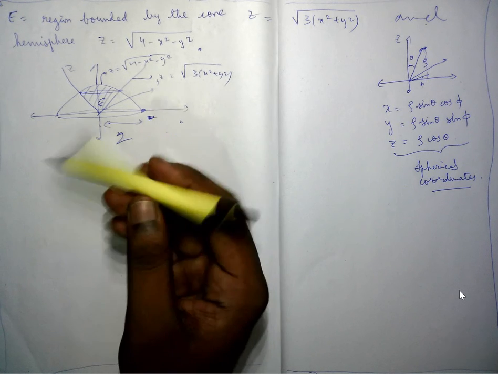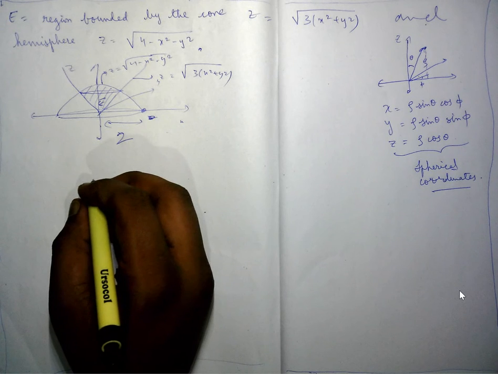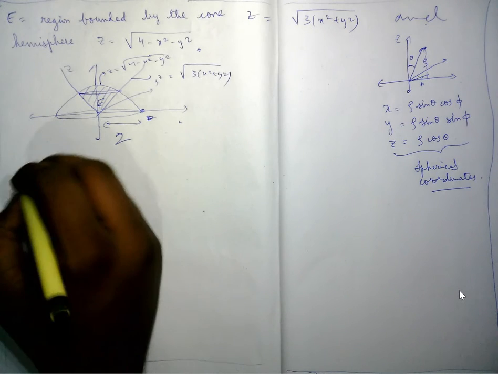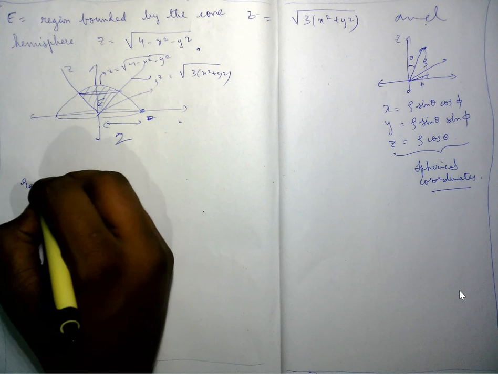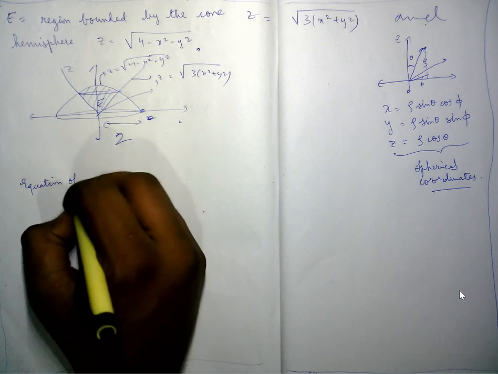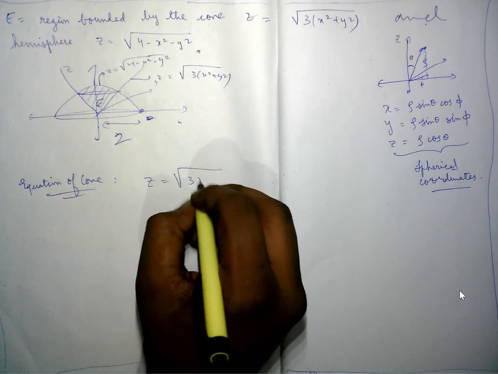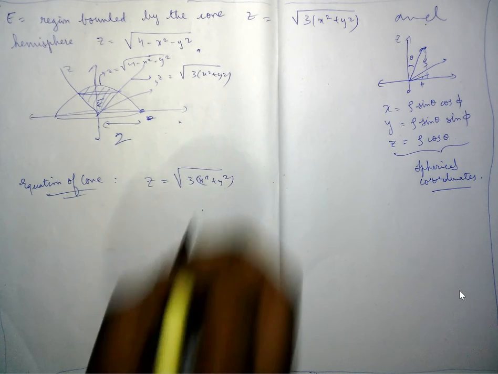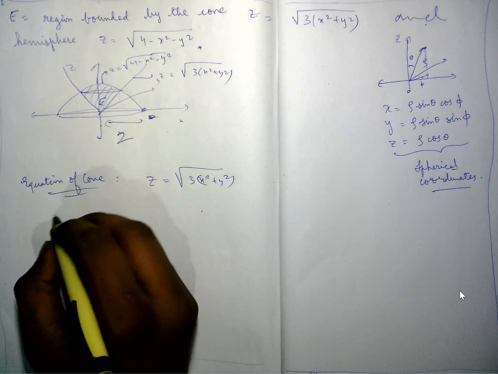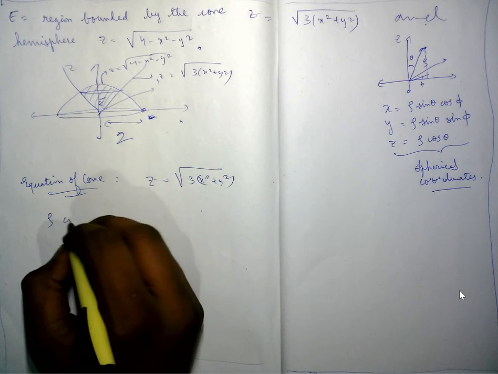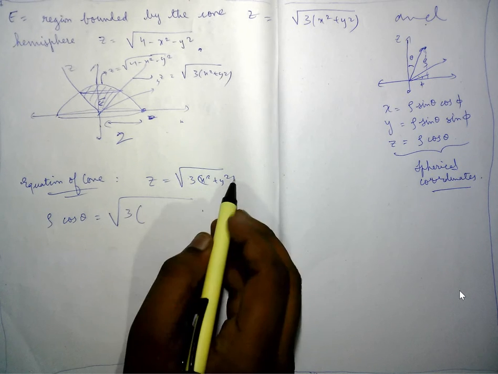So like always, first we try to convert both of these in terms of spherical coordinates. Equation of the cone: z equal to root 3 times the square root of x square plus y square. In terms of spherical coordinates, this equation can be written as rho cos theta is equal to square root of 3 times x square plus y square.